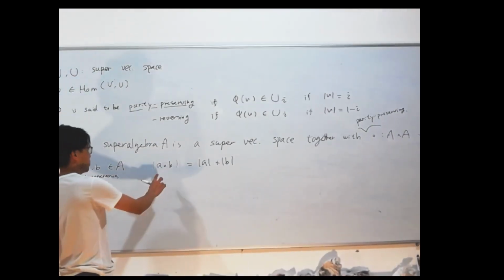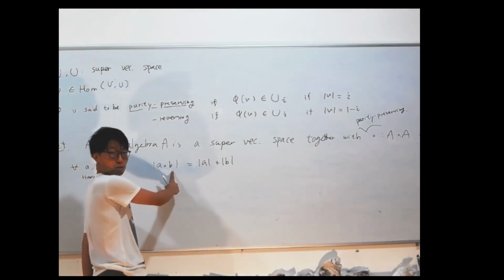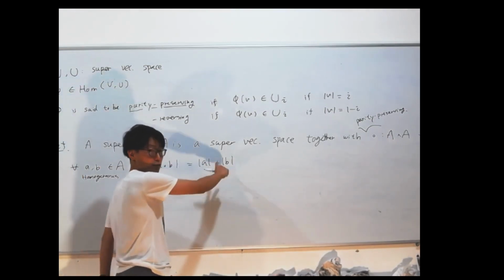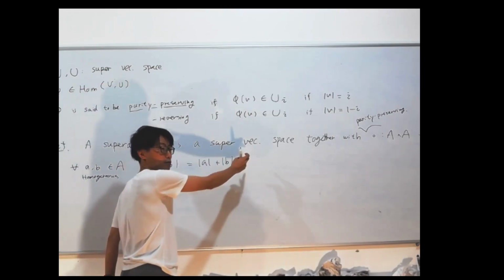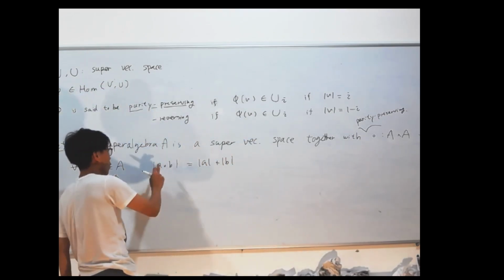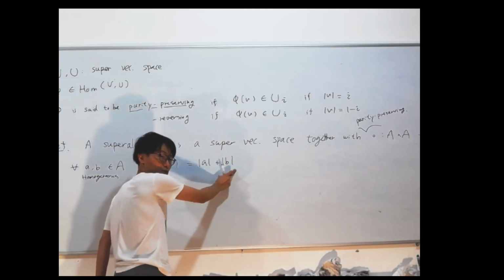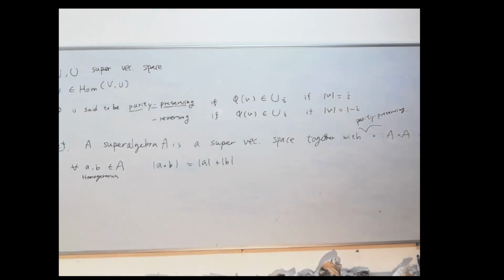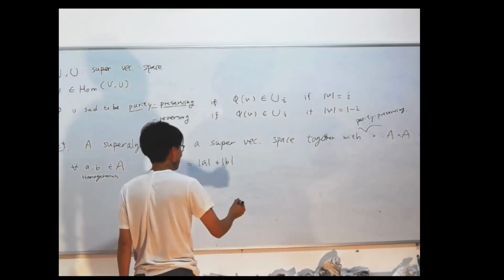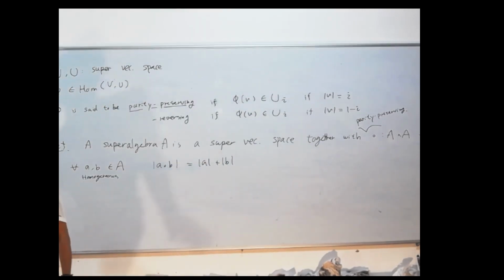So if you multiply even and even, you get 0 plus 0, which is 0. Even and odd, 0 plus 1, so it's going to be odd. And odd and odd, it's 1 plus 1, which is 2. Sorry, I should have said mod 2, but 2 is 0 if you mod by 2. So that's going to be bosonic again.